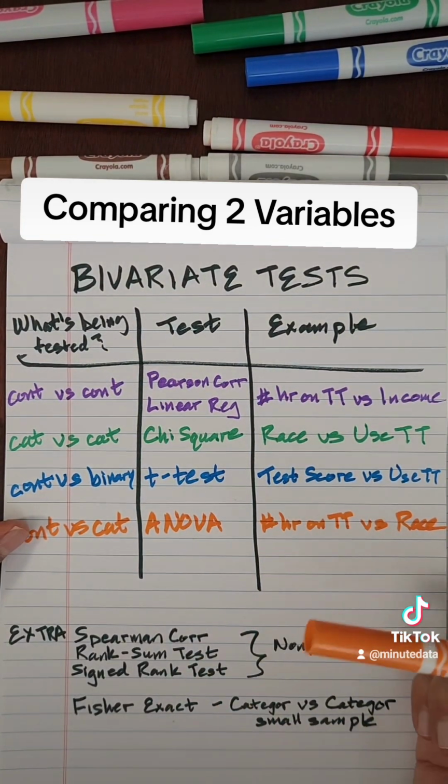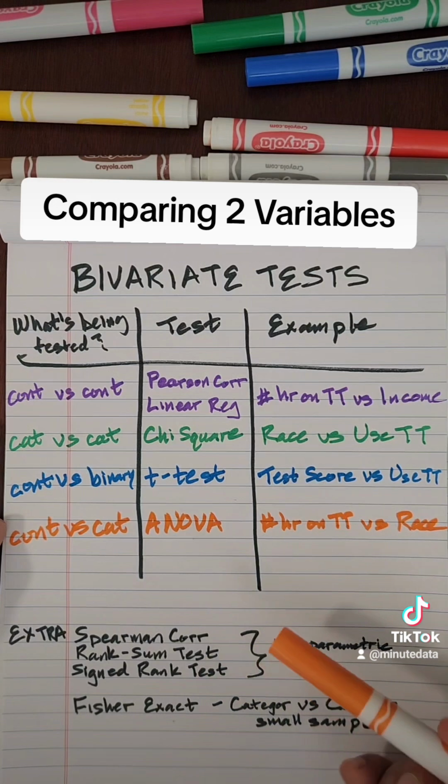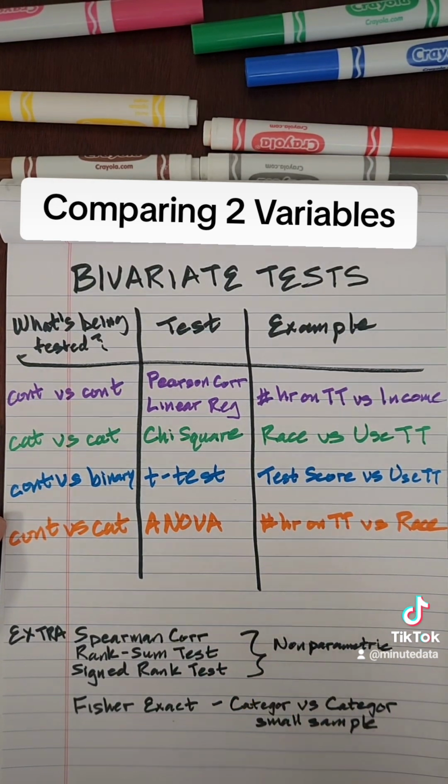In terms of extra material, we do have some non-parametric tests in case your variable isn't continuous. For example, Spearman correlation, rank sum tests, as well as sign rank tests. And finally, we also have the Fisher exact test.